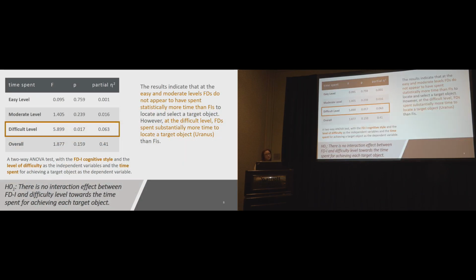Okay, what was our hypothesis? The first one was that there is no interaction effect between the field dependent, independent, and the difficulty level towards the time spent for each user to identify an object. So what we got out as a result is that at the easy and moderate levels, we didn't have any differences between the two. However, when the difficult level came up, the field dependent were much slower in achieving each target object compared to the field independents.